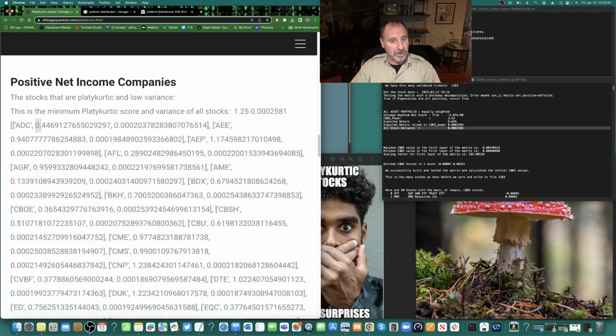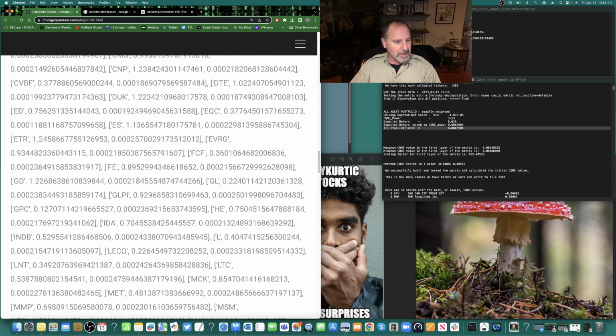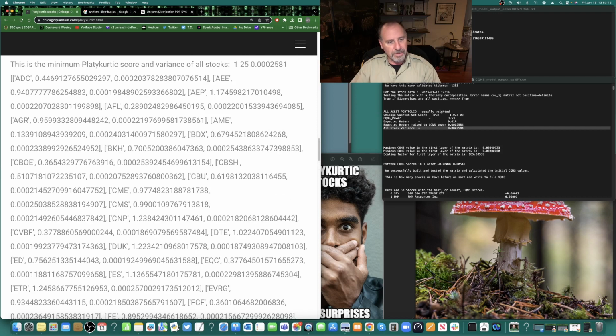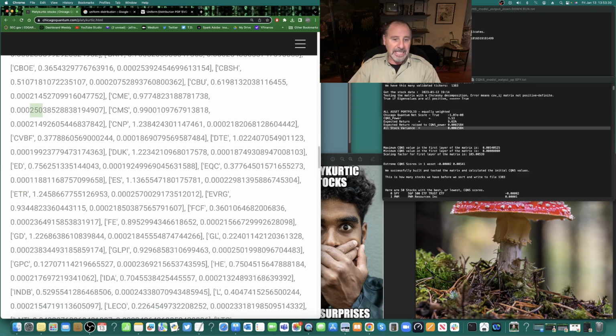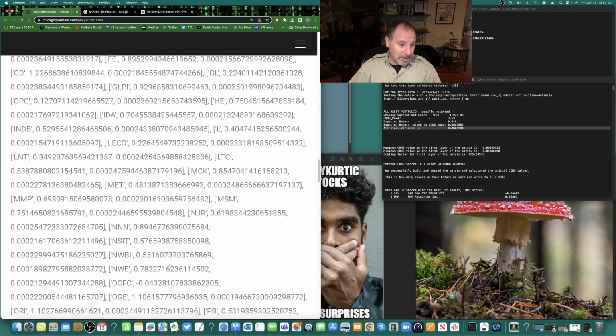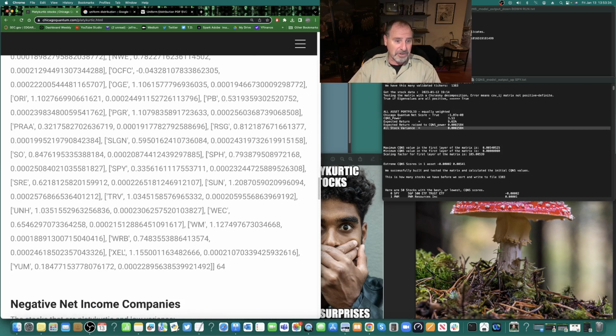And that standard kurtosis score against a 3 is really small with a 0.44. And then there's others. What could be interesting? CME, which is the Chicago Mercantile Exchange, 0.977 kurtosis score, so right around the 1.1. And the variance is 2.50, so it's very close to the variance of the population. So, yeah, it's a little less platykurtic and a little less low variance, but it's interesting.